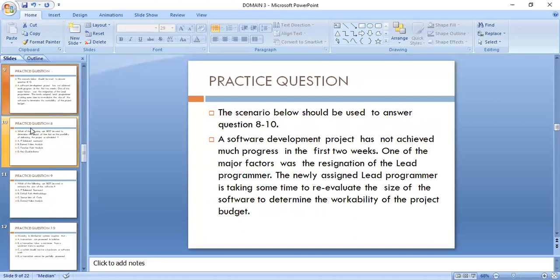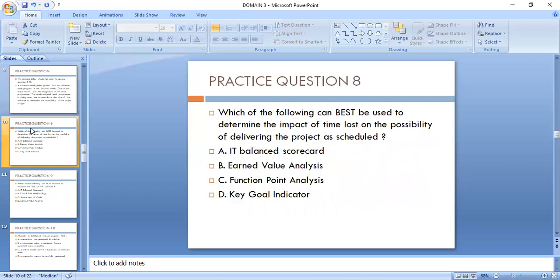So questions 8 to 10 will be answered with a scenario. A software development project has not achieved much progress in the first 2 weeks. One of the major factors was the resignation of the lead programmer. The newly assigned lead programmer is taking some time to reevaluate the size of the software to determine the workability of the project budget.